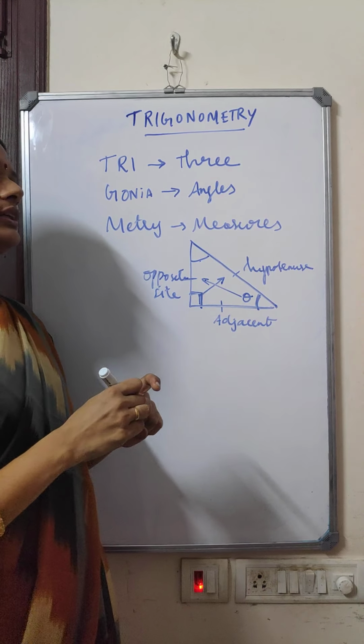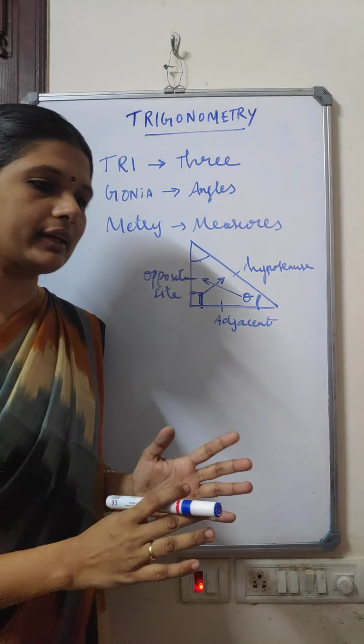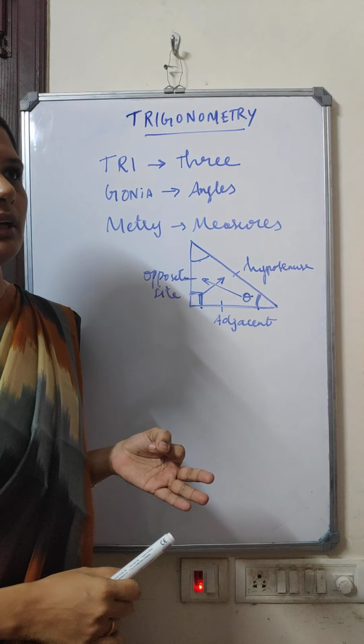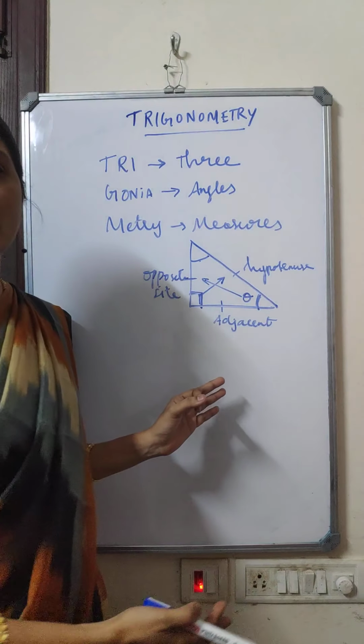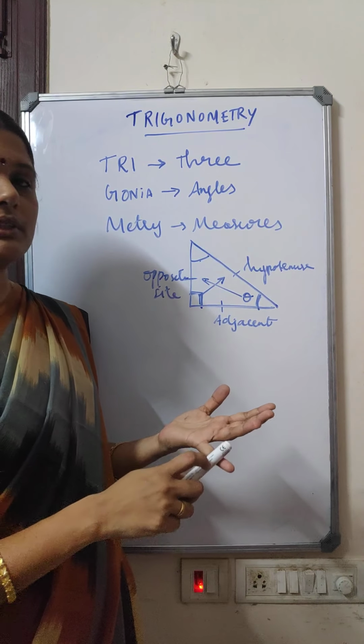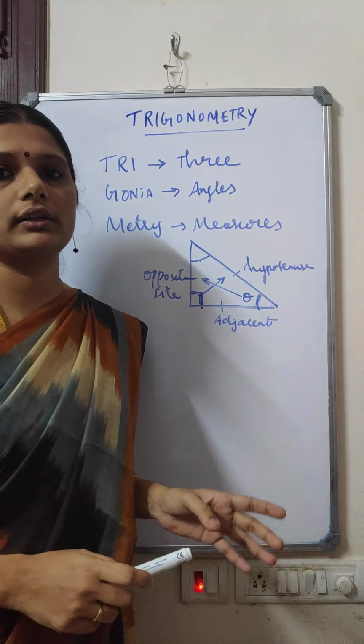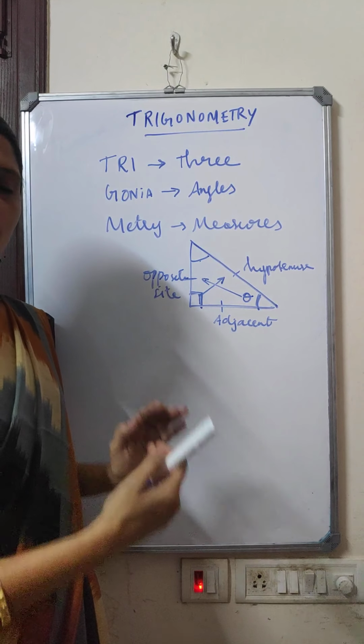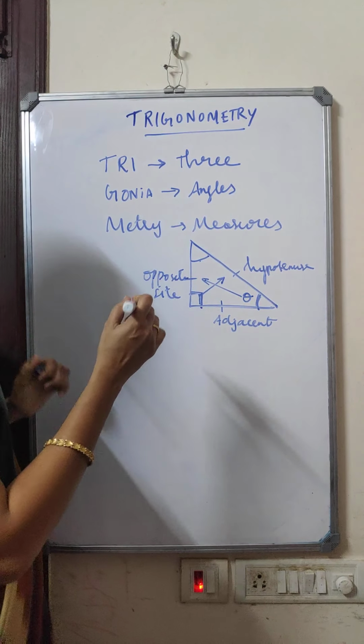Here we are seeing the trigonometric ratios. The main ones are sin theta, cos theta, and tan theta. Then we have the reciprocal ratios: cosecant theta, secant theta, and cot theta. First of all, I will explain what sin, cos, and tan are. Then I will explain further.